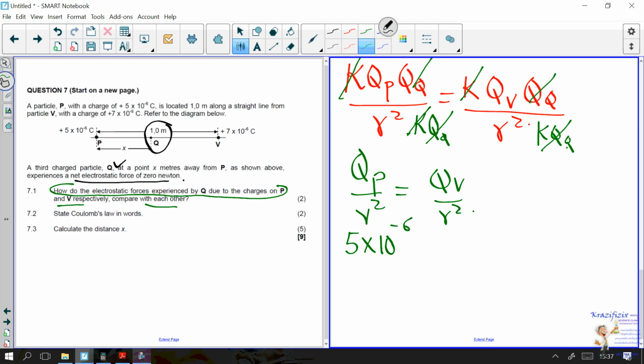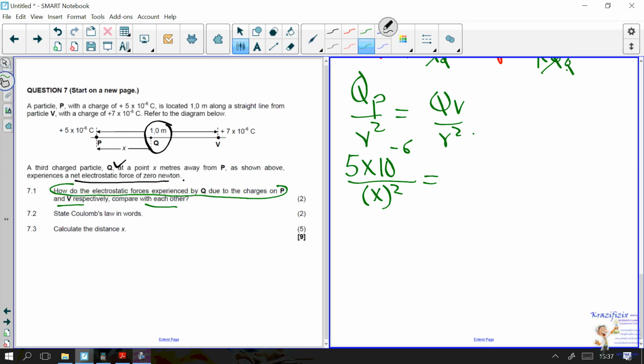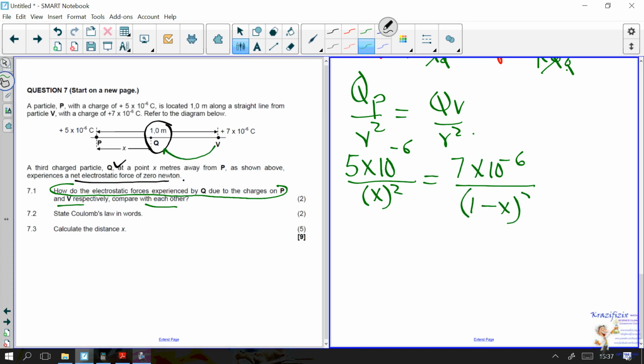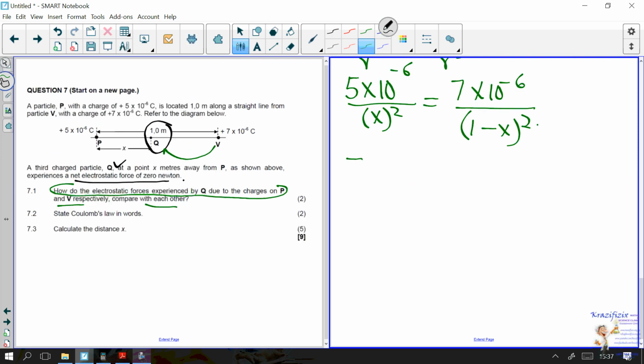All right, just in case some learners don't understand what I did, just relax, I got your back. What is the distance between P and Q? It is X squared. What is QV? 7 times 10 to the power negative 6. What is the distance between Q and V? 1 minus X squared. Remember, the whole distance is 1. All right, I am going to show you what to do from here. Let's cross multiply. Then I'll go back to help my other learners who have a challenge with what I did earlier on. X squared, and this is 5 times 10 to the power negative 6, 1 minus X squared.